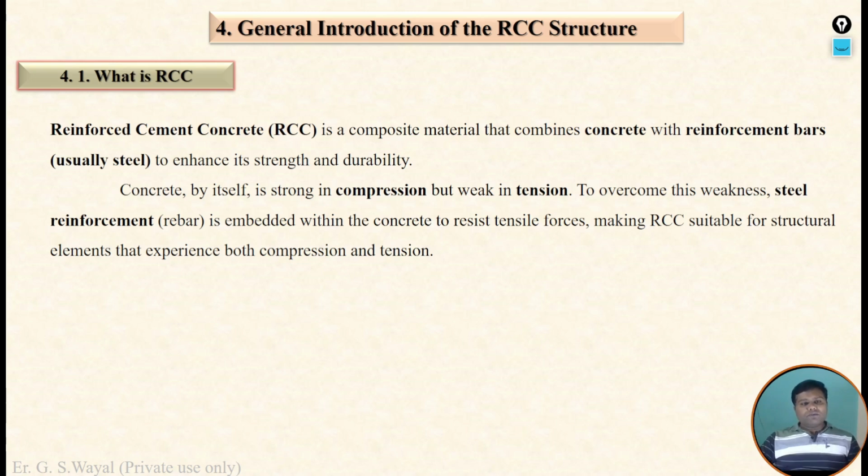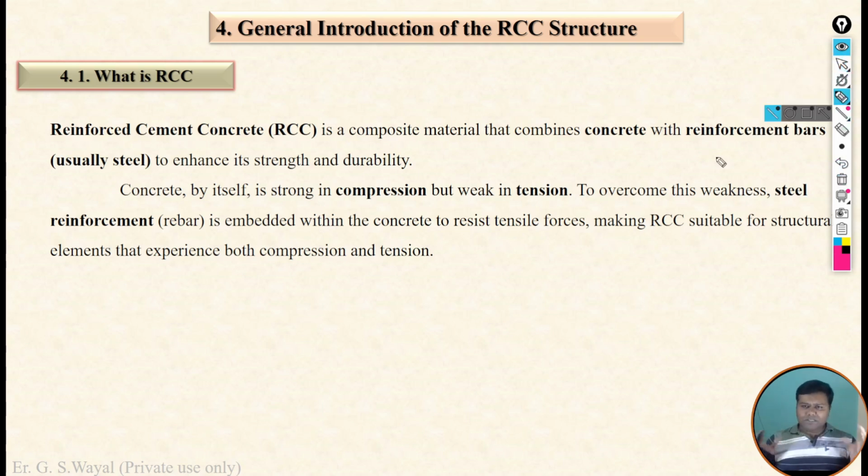The reinforced cement concrete structure, RCC, is a composite material that combines concrete with reinforcement bars, usually steel, to enhance its strength and durability. So in an RCC structure we are using concrete as well as reinforcing bar to enhance the strength and durability of that particular structure. In simple language, RCC is the combination of concrete and reinforcement bar.